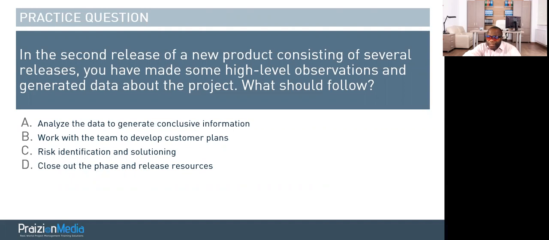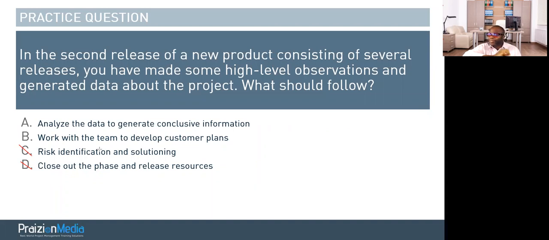The only one of these that alludes to that is A. It's not closing out, which no one chose. No one was fooled by that. It's not risk identification and solutioning. Well done in not choosing that one. But when you take a look at B, it says work with a team to develop customer plans. Yeah, you would have already gotten some planning done, right? This says in the second release. So even if you wanted to think about customer plans, whatever that is, resource management plans, stakeholder engagement plans, all that stuff, it should have already been done.